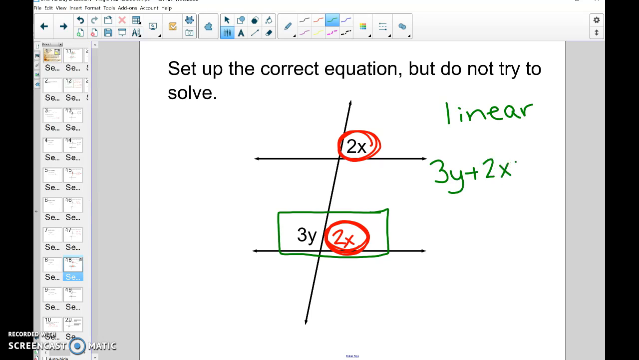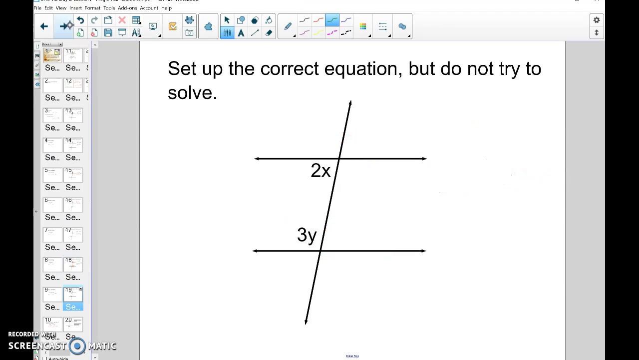So I can set it up like this. And if you're having trouble understanding this, please pause and ask for help. I know I'm kind of zooming through some of this stuff rather quickly, but feel free to stop and ask if you need. This last one is same side interior.